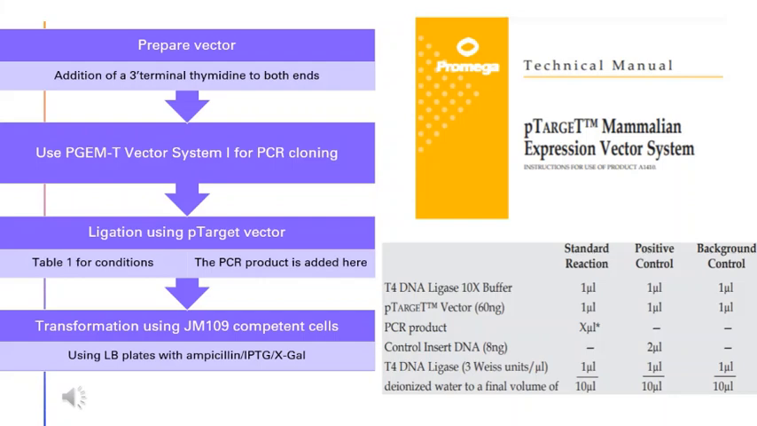The final step is to carry out the transformation using JM109 competent cells included in the system. There is a possibility to use other cells, but the use of JM109 competent cells is recommended as they are ready for blue and white selection and screening. Using LB plates with ampicillin, IPTG and X-Gal is necessary in the transformation, and the LB plate should contain 100 microliters of cells.